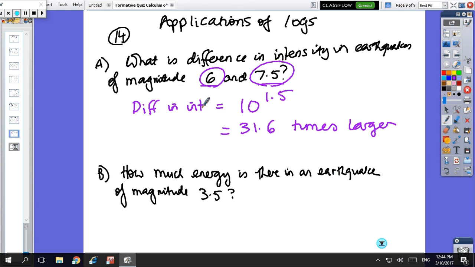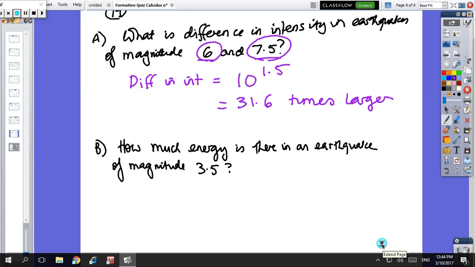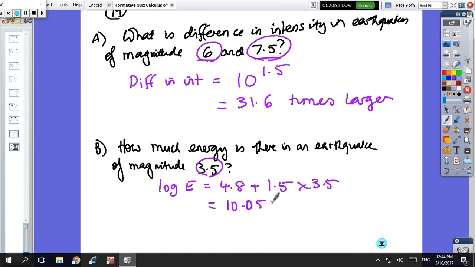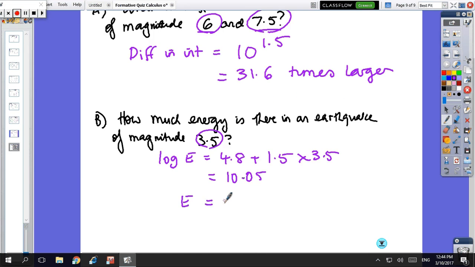Alright, next one, again, is just those formulas. I'm going to get my formula out. So we've got log of the energy is going to be 4.8 plus 1.5 times 3.5. So on your calculator, 4.8 plus 1.5 times 3.5 equals 10.05, and so the energy will be 10 to the power of 10.05 joules.